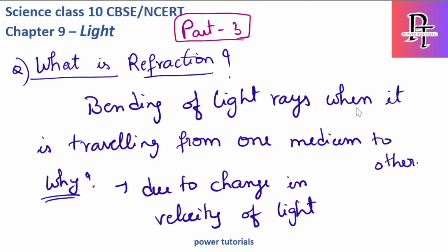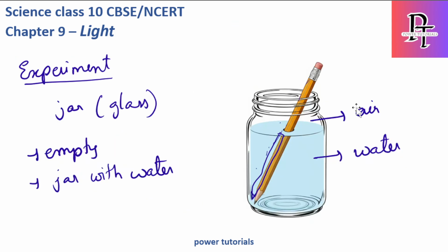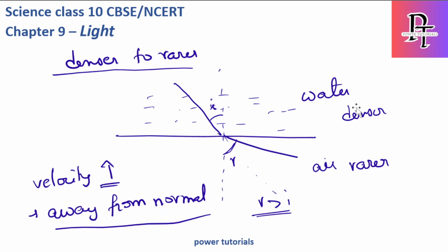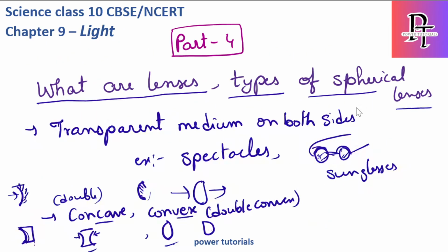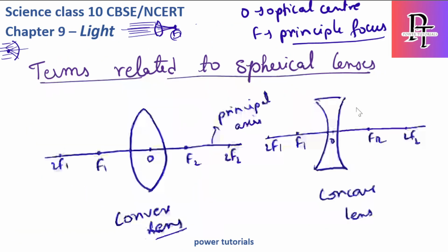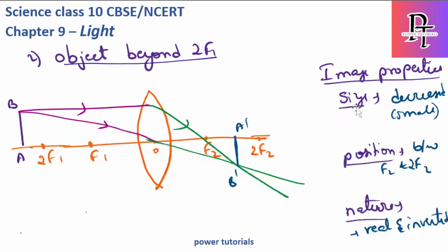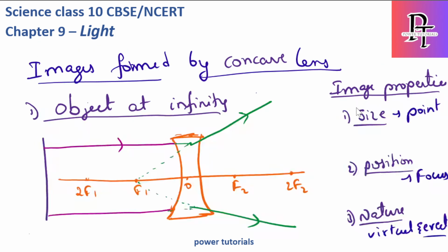In part 3 we covered what refraction is with the help of a small demonstration, and also why refraction happens. And in part 4, that is yesterday's video, we covered what lenses are, types of spherical lenses, and the images which are formed by convex lens as well as concave lens.